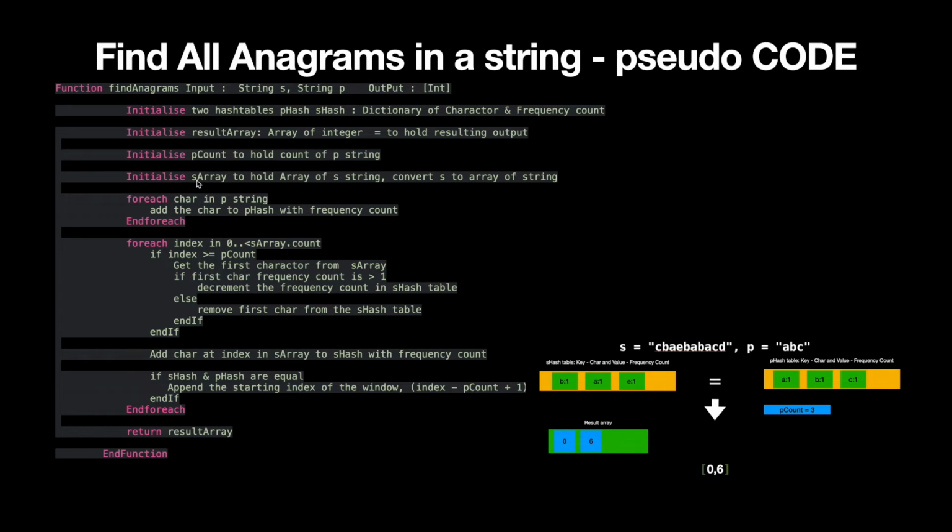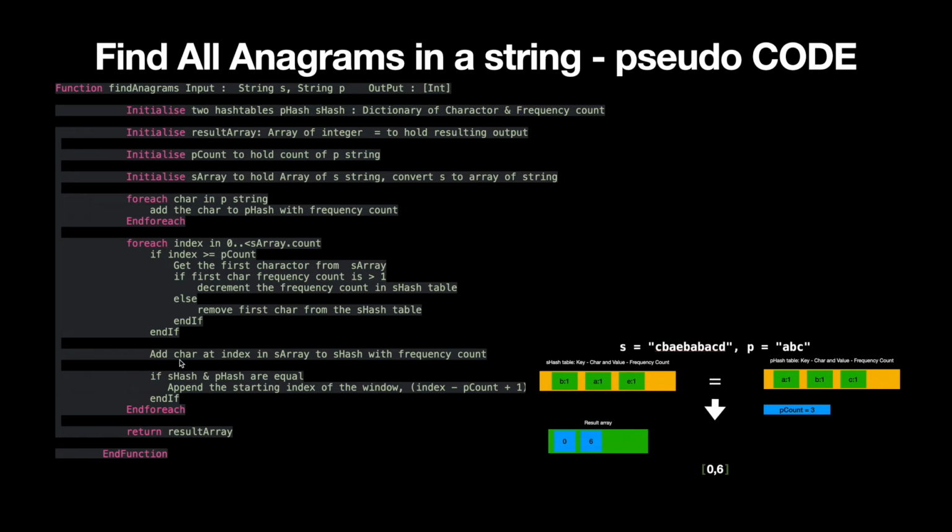So I have converted it to an S array, an array of strings, which will hold each character of this S string, right? So first, what we do, we update our P hash table with the characters of this P string. So we'll loop through the P string for each character, and we will insert the character with its frequency count, like A, B, C, in the P hash table. And then we will loop through this whole S array, right?